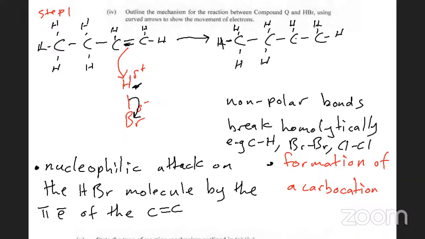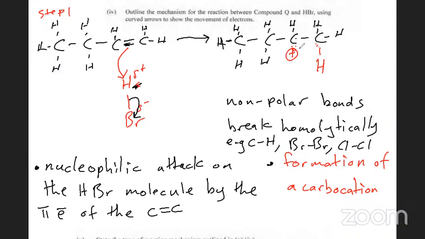All right, you have to remember Markovnikov's rule. So Markovnikov's rule, when you're adding a hydrogen halide to an alkene, the hydrogen will go to the carbon of the double bond that has more hydrogen. So we're going to put this hydrogen on this carbon, all right? And we're going to put the positive sign here.